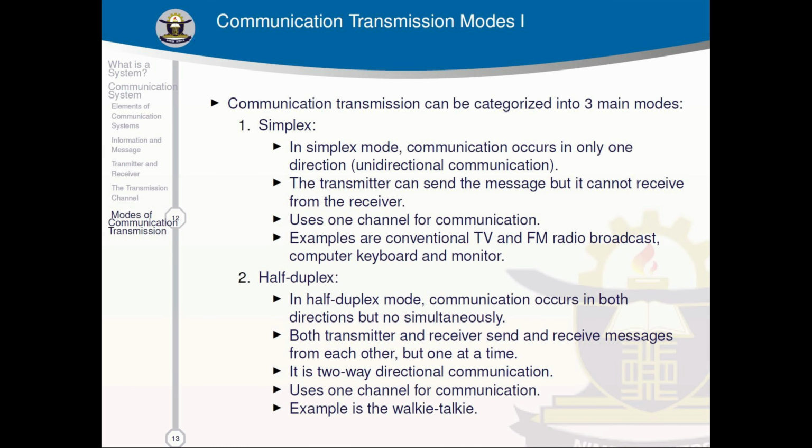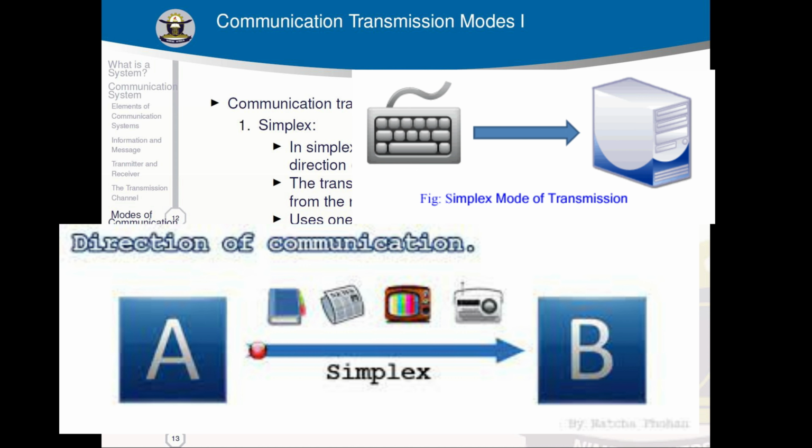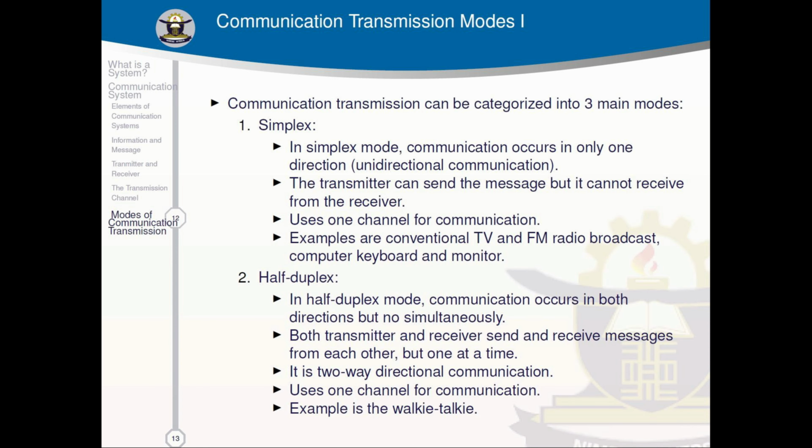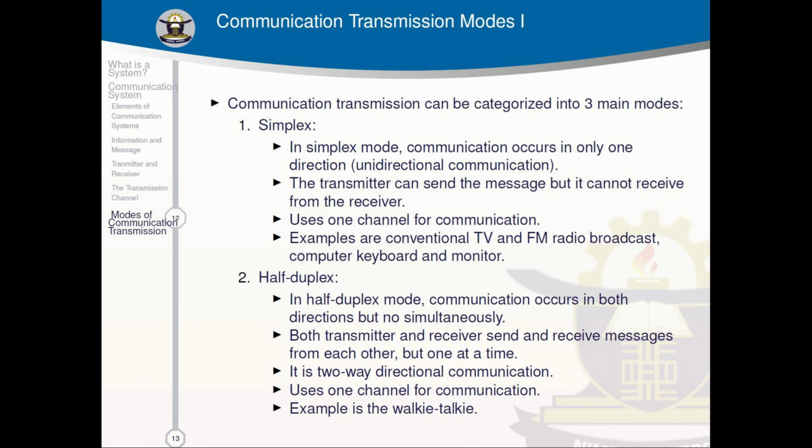Communication transmission can be categorized into three main modes. We have the simplex transmission mode, half duplex transmission mode, and the full duplex transmission mode. In the simplex transmission mode, communication occurs only in one direction. We call that the unidirectional communication, where the transmitter sends a message but cannot receive any message from the receiver. So it uses only one channel for such a communication. And an example is the conventional television broadcast, or even FM radio broadcast. The computer keyboard and the computer monitor are also examples of simplex transmission.